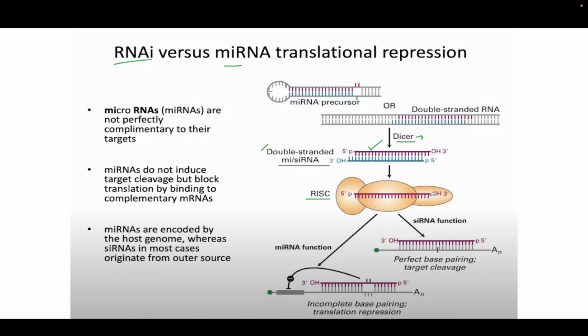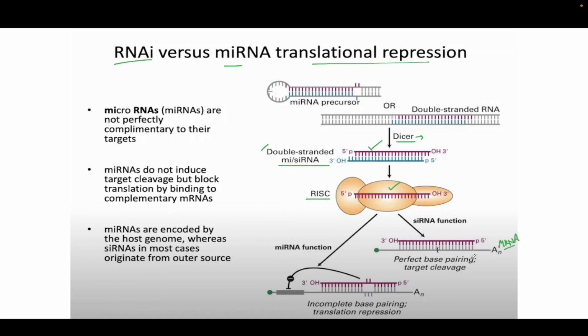Now it acts as a template. So here we are talking about, see, this is your mRNA, and we are talking about translational repression. That means we want to silence a particular target gene. In that case, this siRNA which we got here acts as a template and will form complementary base pairing with this particular mRNA.